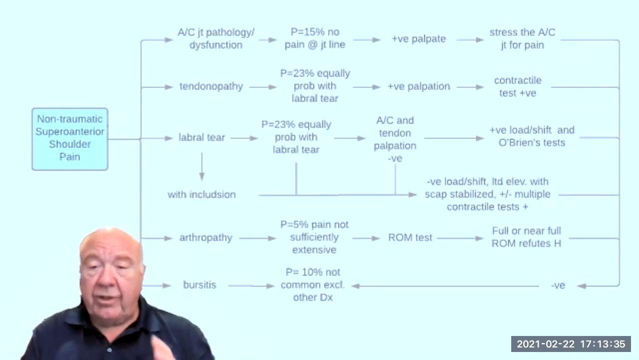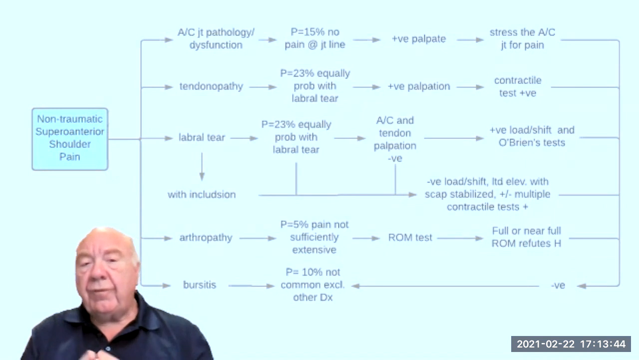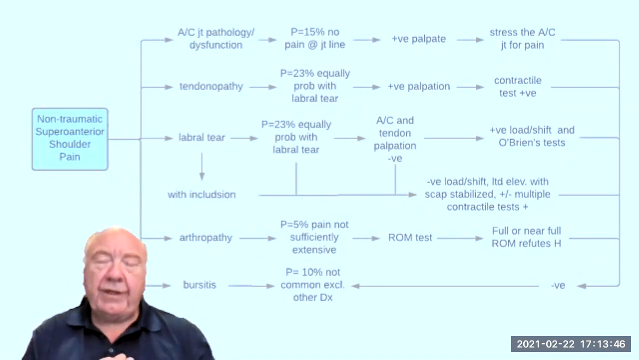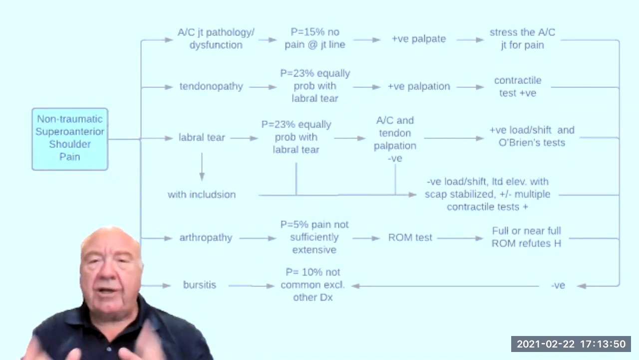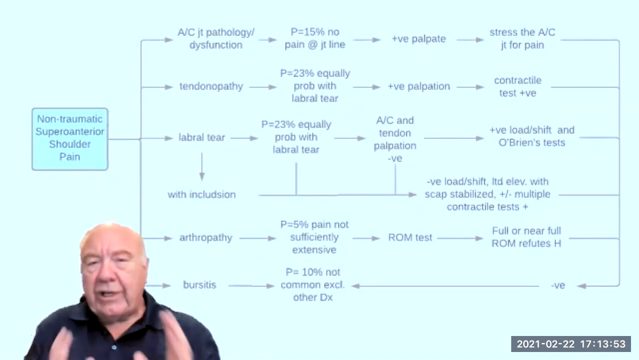But bursitis is something you have to diagnose by excluding everything else. I've given that a 10% probability, twice as much as the arthropathy. So for the first three, these are your most probable, and it becomes a differential diagnosis at this point. Now, of course, you can ask more questions.